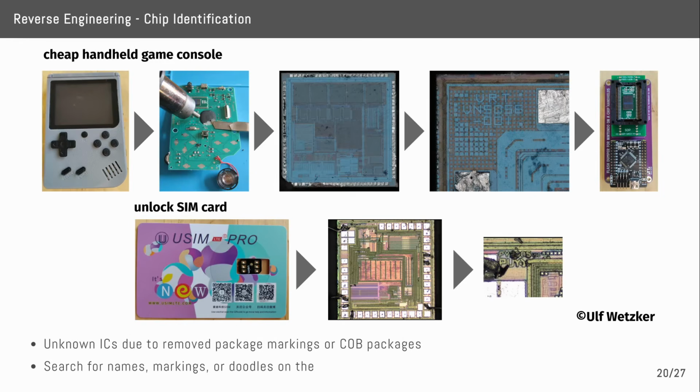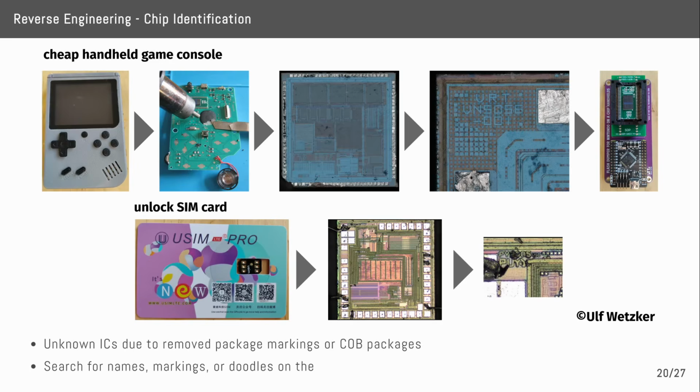The first thing that you can do, and it's quite easy, is to identify chips. Why do you need this? When you open some devices, especially from China, they somehow laser away the markings on the chip, so you don't know what it is. And if you have chip-on-board things, you never know what is inside this package. So you basically open it and make an image.